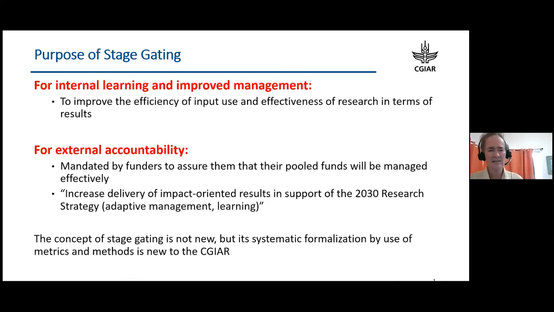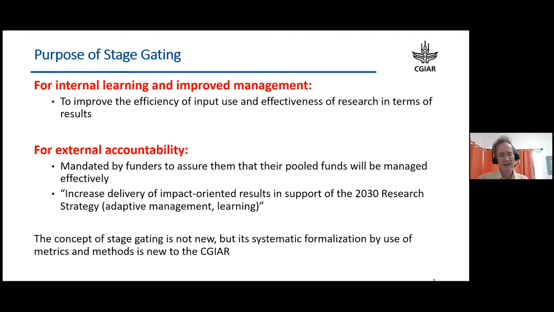So just some background. The purpose of stage gating is to help improve the efficiency of input use and effectiveness of research in terms of results for internal, but really it has come onto the agenda onto our tables before from external accountabilities from the funders. So it's been mandated by the funders to assure them that their pooled funds will be managed effectively to increase the delivery of impact-oriented results. And, you know, quite frankly, some of the funders have concerns that the CG is not very good at stopping lines of research that don't seem to be very promising.